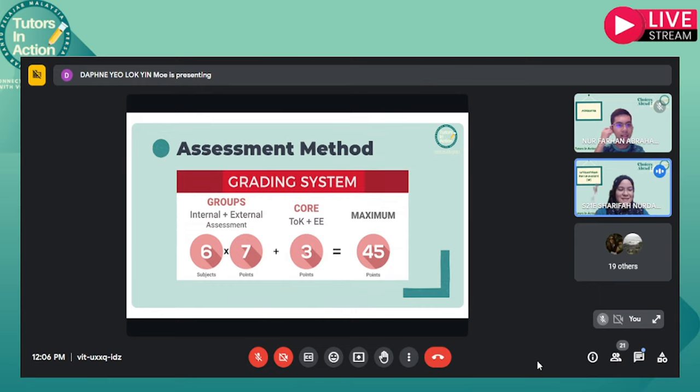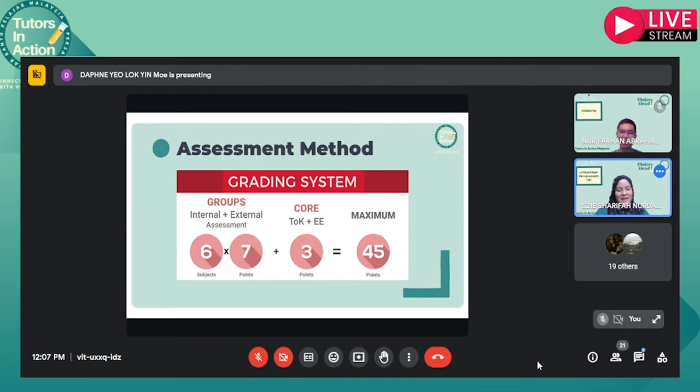Assessment method. Okay, so from what I heard just now, for A levels you will have A star, B, and for O levels you will have a ranking. For IB, we have points. The maximum points that you can get is 45 points. How do you get that 45? Just now you have six subjects, right? Each subject you are graded from 1 to 7. So 7 is the best. Every time we take a picture, we do this 7. So 7 is the best one that you can get.